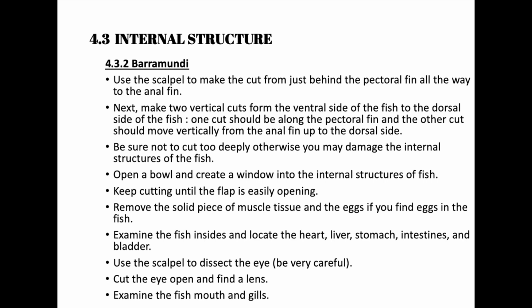After that, open the flap and create a window into the internal structures of the fish. Keep cutting until the flap easily opens. Remove the solid pieces of muscle tissue and the eggs if you find eggs in the fish. Examine the fish's insides and locate the heart, liver, stomach, intestines, and bladder. Use a scalpel to dissect the eyes and make sure to be very careful. Cut the eyes open and find a lens. Examine the fish's mouth and gills.